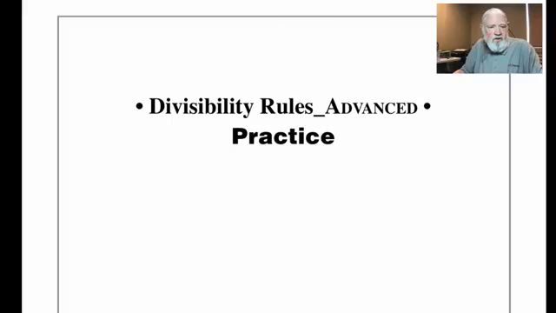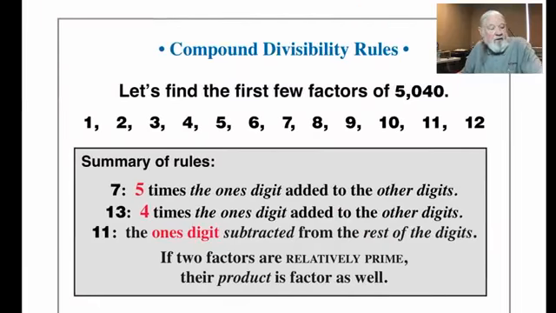Okay, now we're going to move on to a little bit more practice on divisibility rules with an advanced look. So let's take a look. Compound divisibility rules. So the question here is, let's find the first few factors of 5040. So I've listed the numbers from 1 to 12 here. And so there's one number in this group that is not a factor of 5040. And please, let's take a moment, maybe a minute or two even. Which is the one number here that is not a factor of 5040?